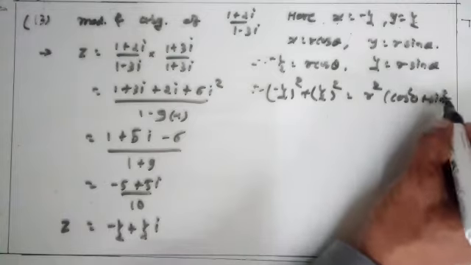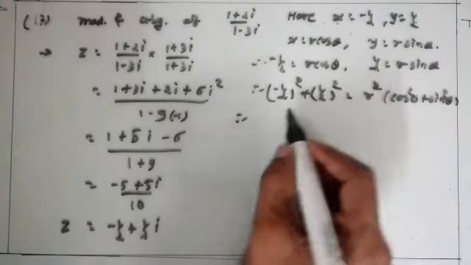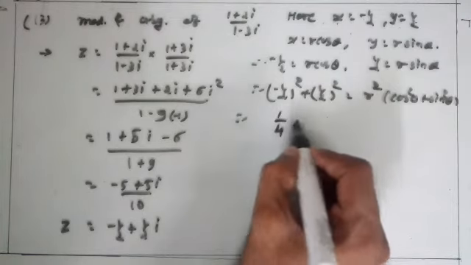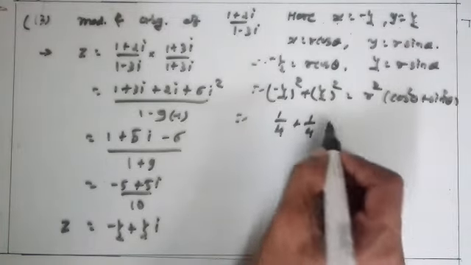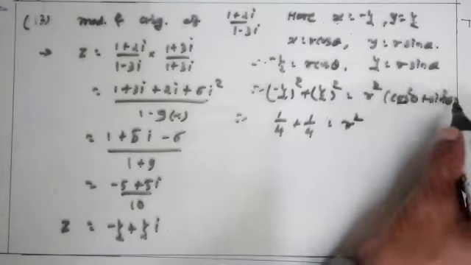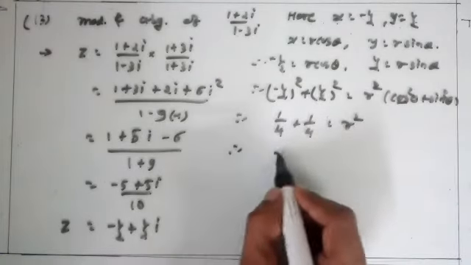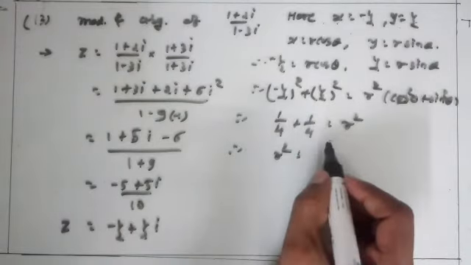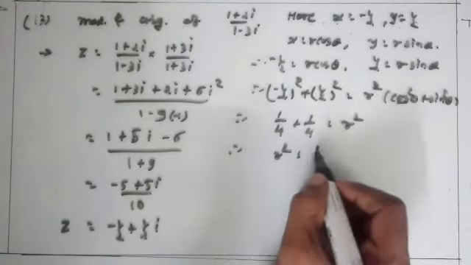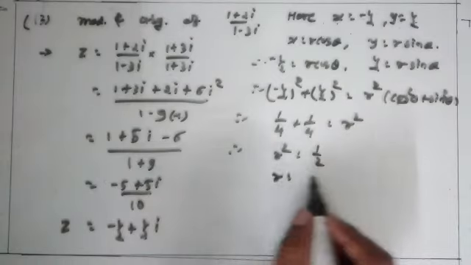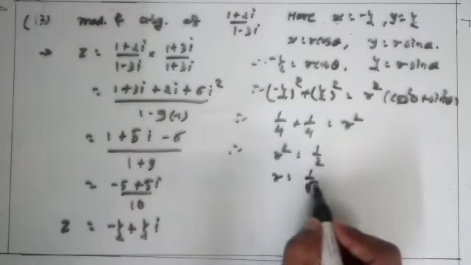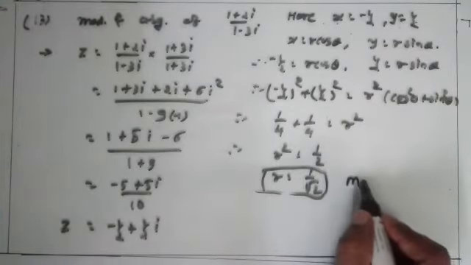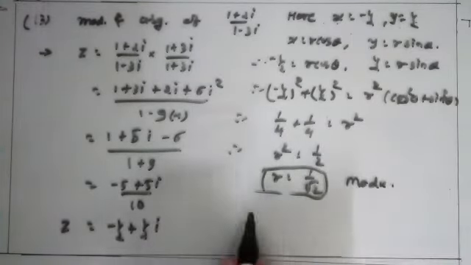Clear this? Therefore, here minus 1 by 2 raised to 2, that is 1 by 4, plus here becomes 1 by 4 is equal to r square. This becomes identity. Therefore, r square is equal to 1 by 4, 1 by 4, 2 times. So 2 upon 4, that becomes 1 by 2. So r is equal to 1 upon root 2. This becomes modulus. Okay. So modulus of z.